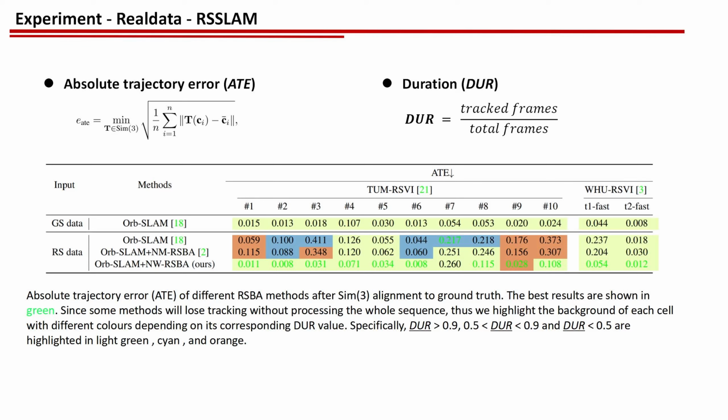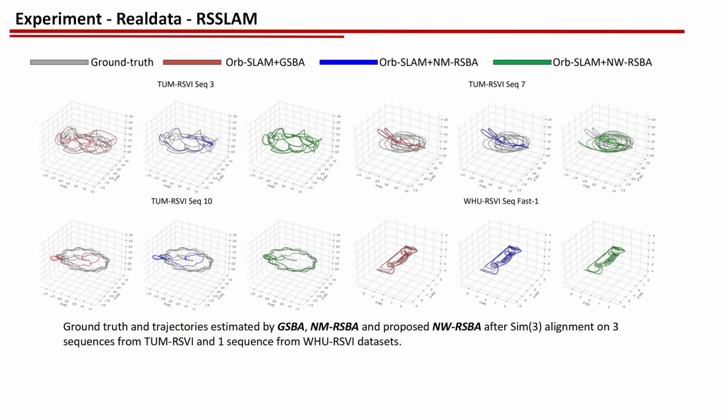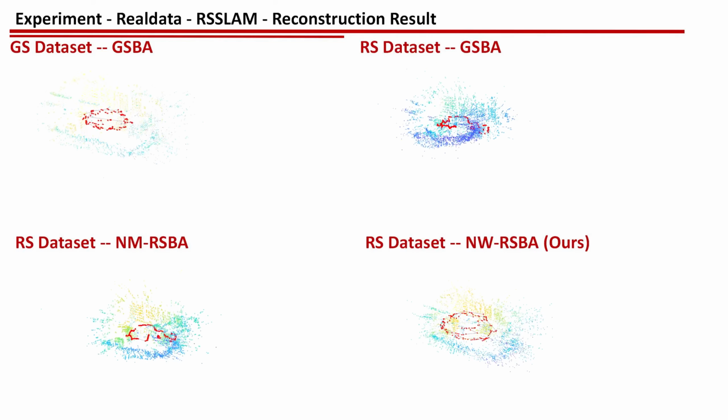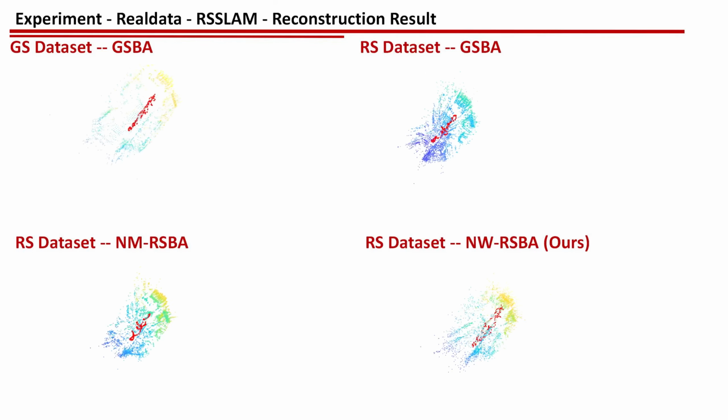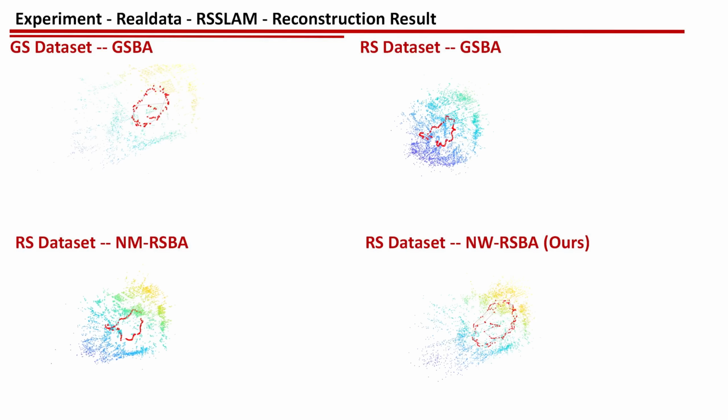The table below demonstrates that our method achieves the best accuracy in most sequences. Besides, our method is more stable than other methods. We also illustrate 4 trajectory estimations compared with the ground truth, which further confirms our statement. We visualize our reconstruction comparison in sequence 3 of the TUM-RSVI dataset. Our reconstruction is clearer and closer to the global shutter reconstruction.